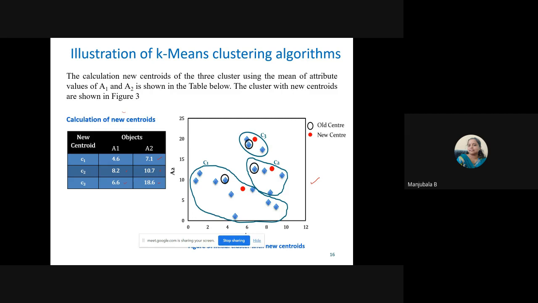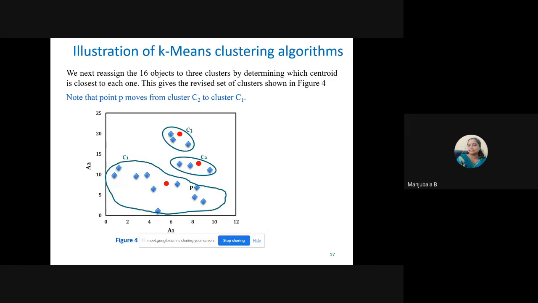Next, you have to repeat the same procedure again. You have to find out again the distance from the remaining data points to each of the clusters, and see whether you are able to assign any new objects to these clusters. So we next reassign the 16 objects to these 3 clusters by determining which centroid is closest to each one. This may give us the revised set of clusters.